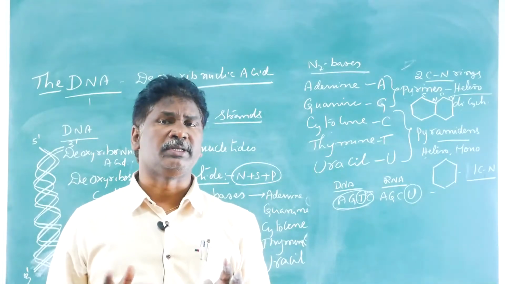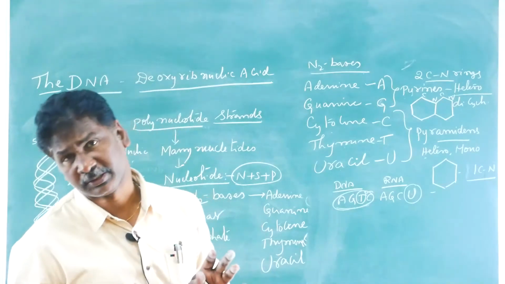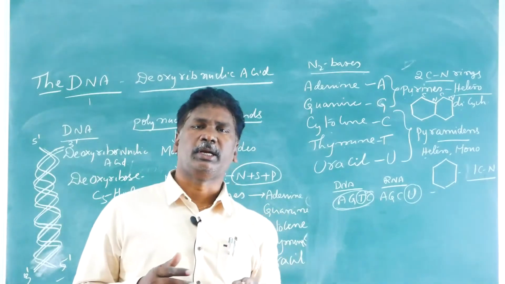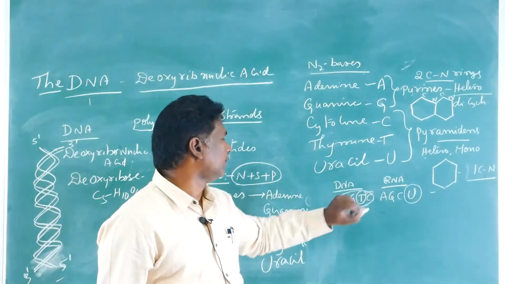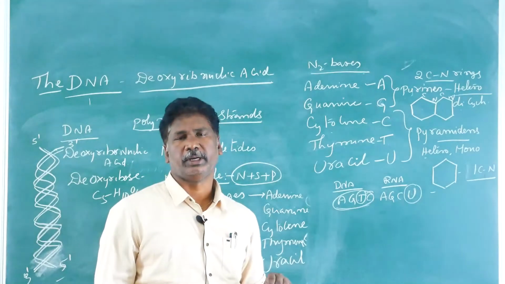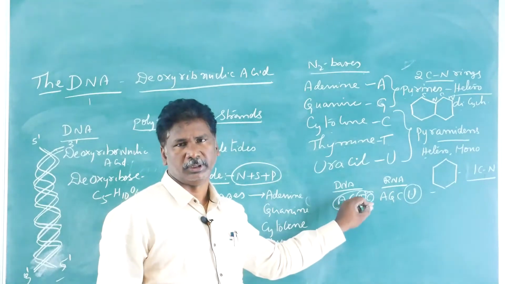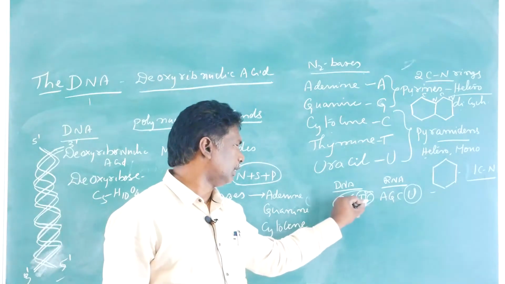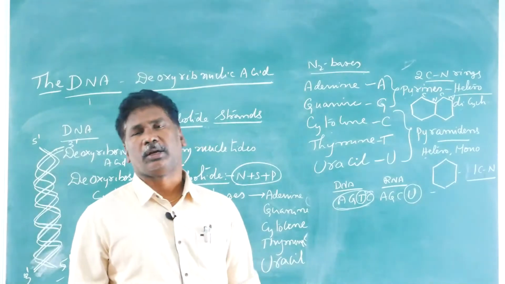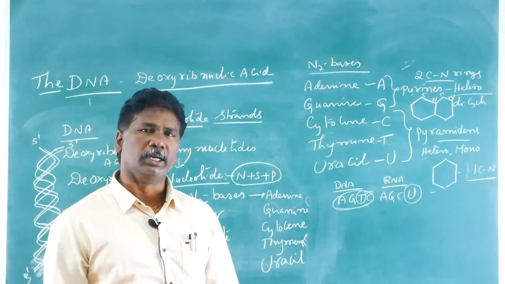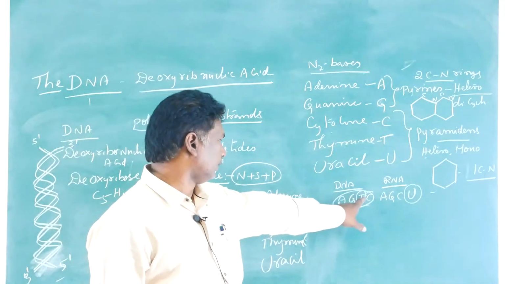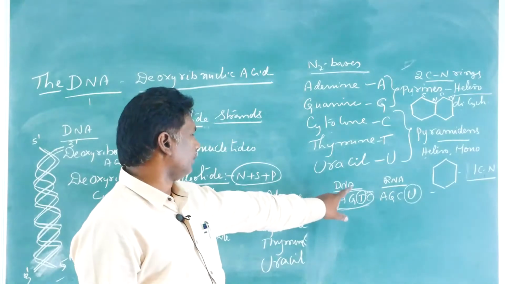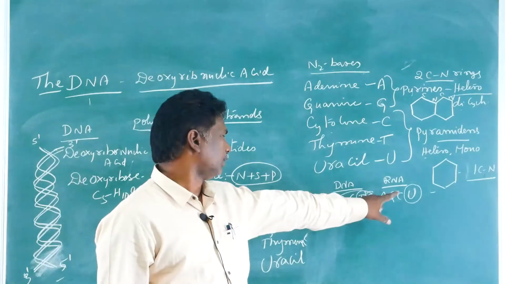But which nitrogen bases are common in both DNA and RNA? Adenine, guanine and cytosine. This came in the 2019 NEET paper. So adenine, guanine and cytosine are common in both DNA and RNA. DNA has thymine, but uracil is absent.